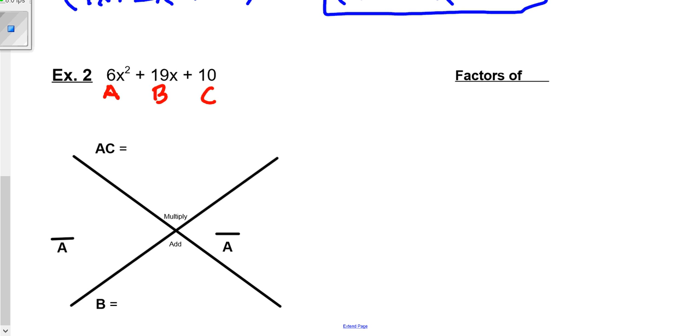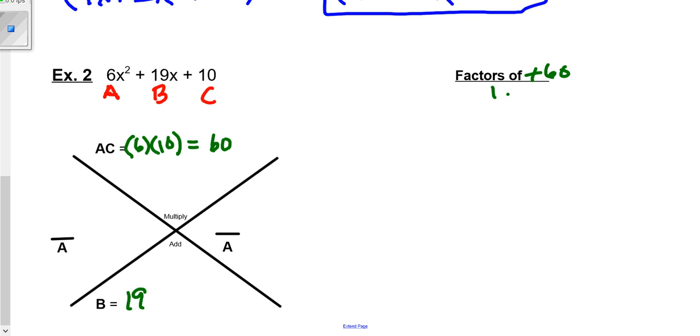Then we're going to fill in our top and our bottom parts of our X. So AC is A times C, which is 6 times 10, or 60. Our B is 19. It's in the middle term. So we're finding factors of whatever AC is, and AC is a positive 60. And remember, since B and C are both positive, both your factors of 60 are going to be positive.